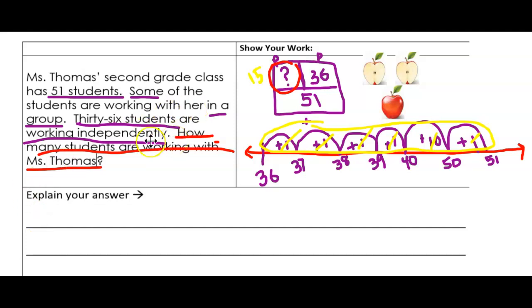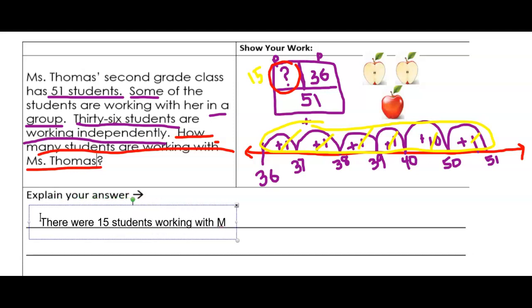Now let's get ready to explain how we found the answer. Let's flip the question into an answer. The question asks, how many students are working with Miss Thomas? We can take off how many and say there were 15 students working with Miss Thomas. Great job, boys and girls. Okay, now let's tell what we did.